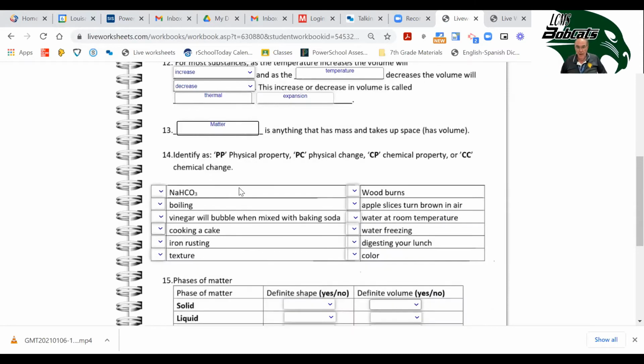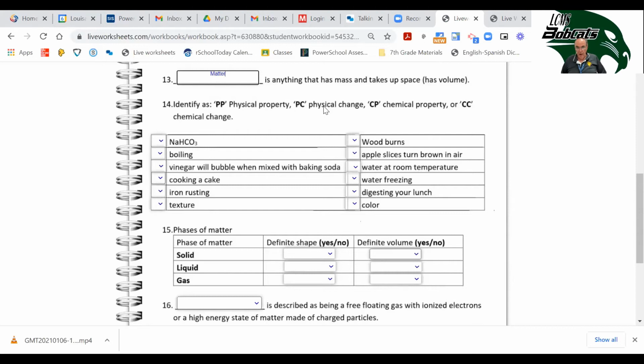Now, it asks us to identify things as a physical property, a physical change, a chemical property, or a chemical change. Remember, a property describes something. A physical property describes something that we can detect with our 5 senses or measure. A change is in one of those things, so it's actually happening. A chemical property describes how it would react. The chemical change is it's actually doing that. So the changes are things that are happening, they're being done.